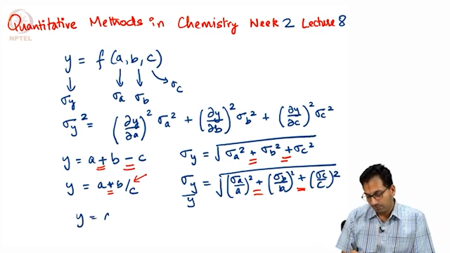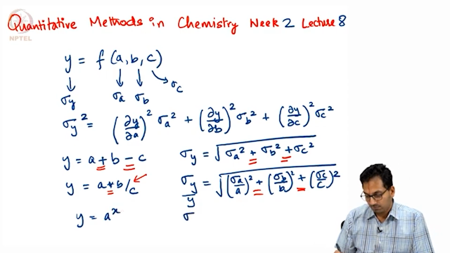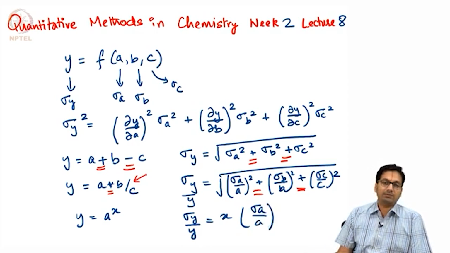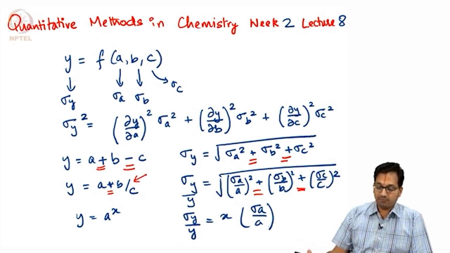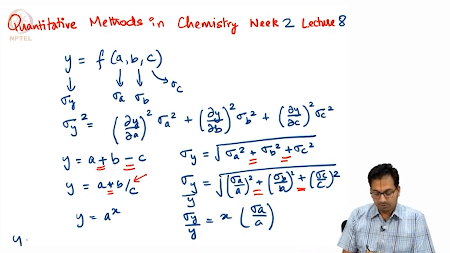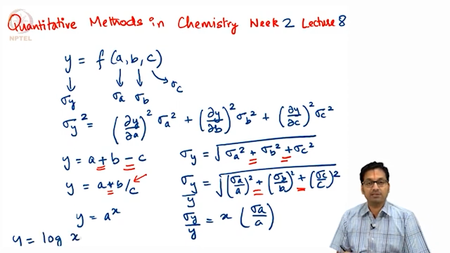Okay, so now that we saw these two, I think we saw one more example, which is y equal to a power x, in which case sigma y by y was given by x times sigma a divided by a. So these were the examples that we saw, and the other example that was given to you as a problem was what if you have y as log x. So we will see that in a moment.